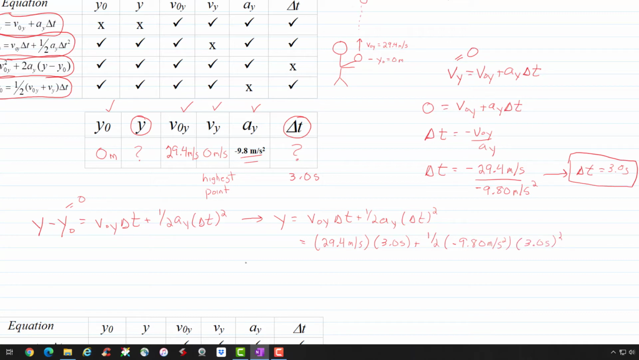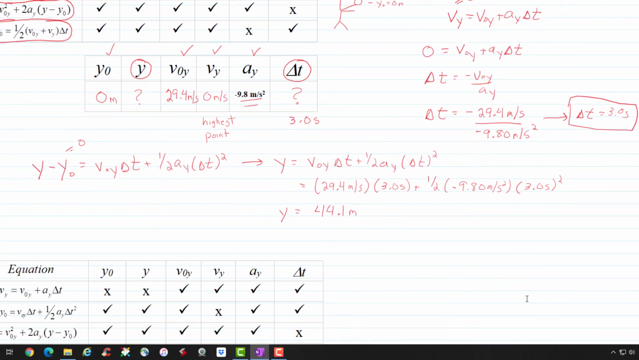Do the math, and what you're going to get is my height when vy equals 0, which is at the highest point, is 44.1 meters. Well, let's check our work using another equation. In this case, let's use, scroll down a little bit, y minus y naught equals 1/2 v naught y plus vy times delta t.